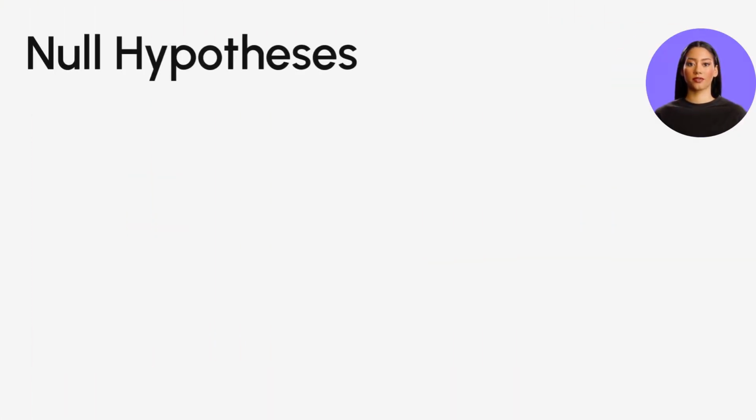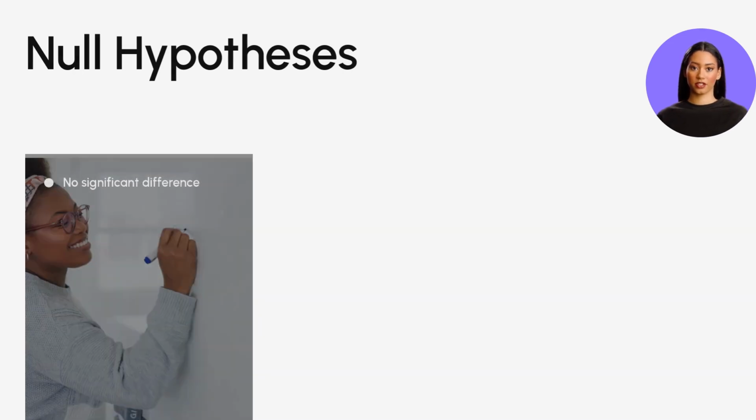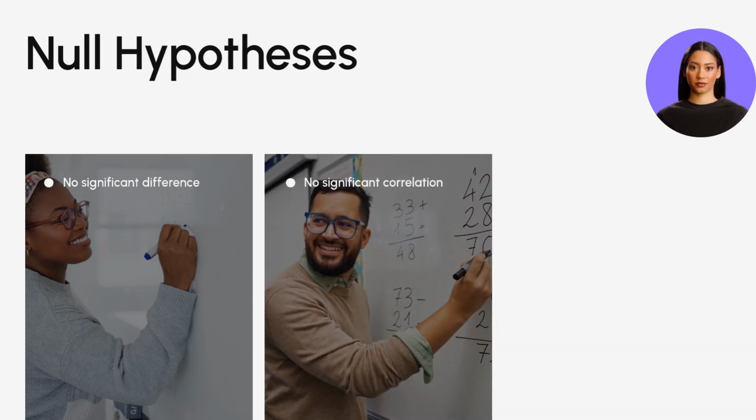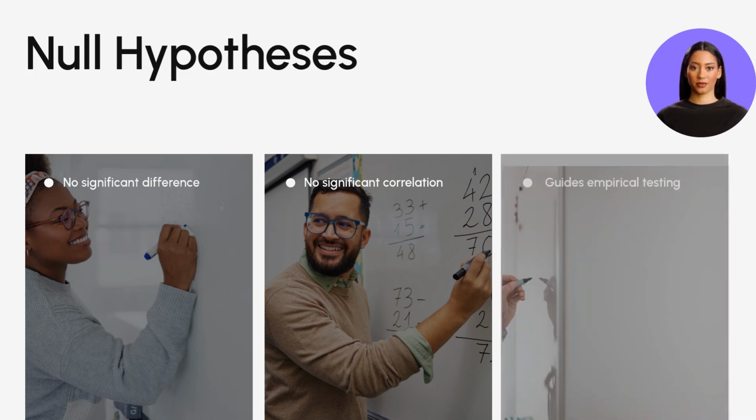Null hypotheses often express no significant difference or effect. For example, there is no significant difference in test scores between Group A and Group B. In cases involving correlations, it might state, there is no significant correlation between hours of study and exam performance. These hypotheses guide empirical testing and analysis.